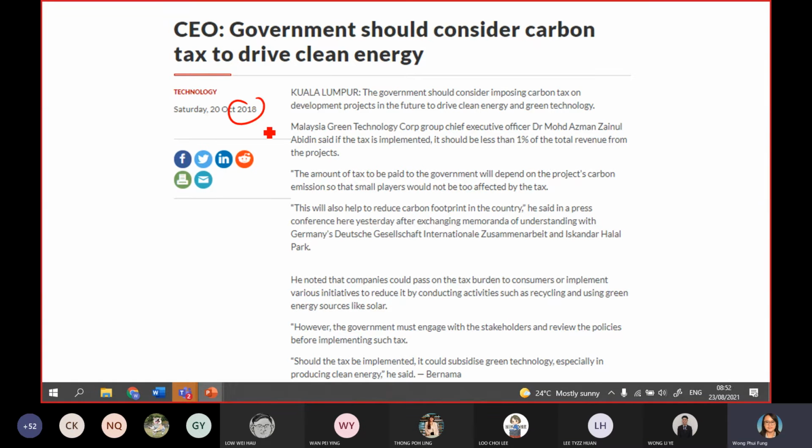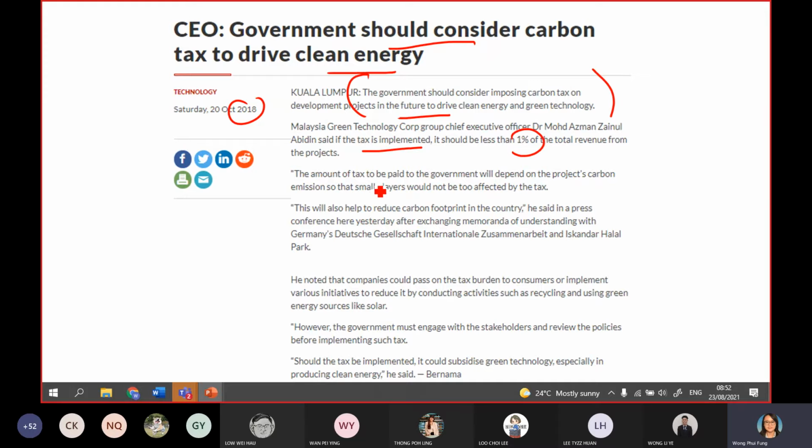But in 2018, actually the government got some party who advised the government to consider imposing the carbon tax to drive clean energy. So you can read here, the government should consider imposing the carbon tax in the future in order to drive the energy and green technology. So if the tax is implemented, it should be less than 1%.